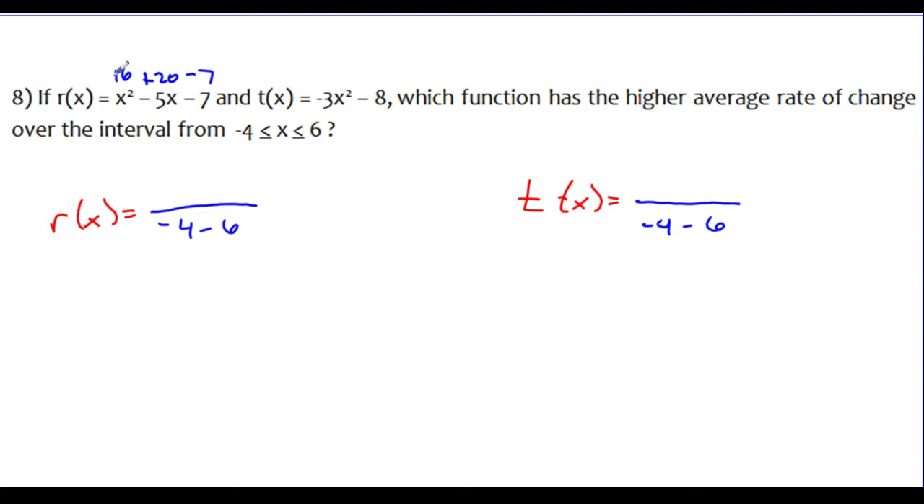So when I plug in a -4, I get 36, right? That's what comes from when I add these together. 36 minus 7 is 29, okay? So let's do the same thing again with 6.